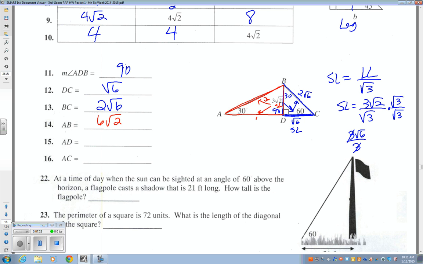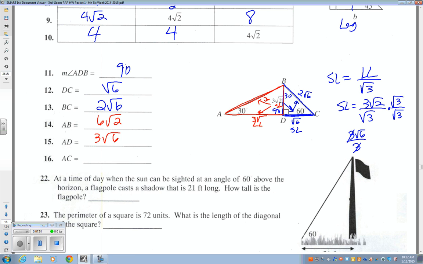AD is your long leg over here. So what do we do to find the long leg? Multiply by the square root of 3. So this would be 3 root 6. Yes. I hope you're figuring them out before I do, because that's the whole key.